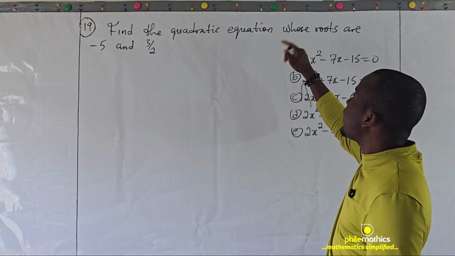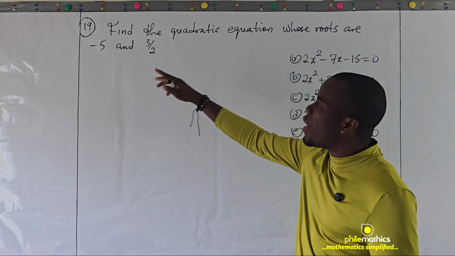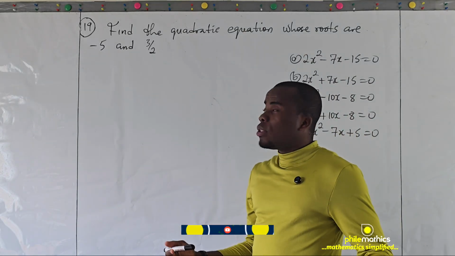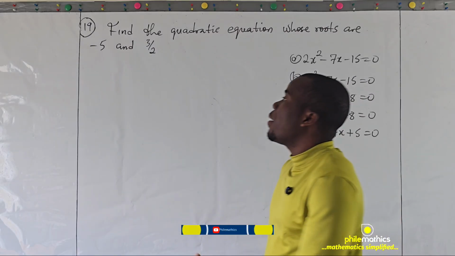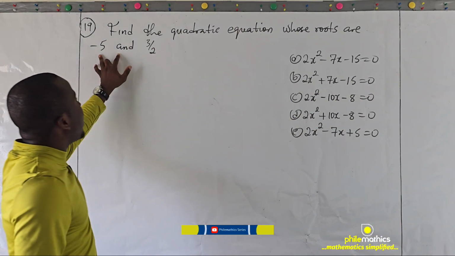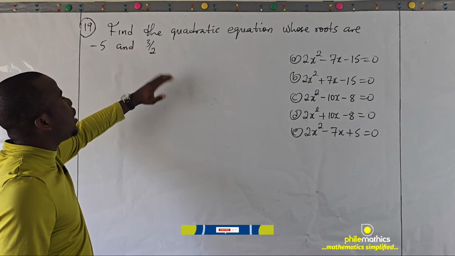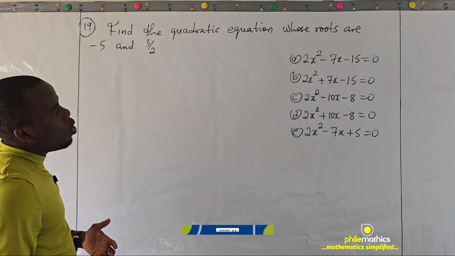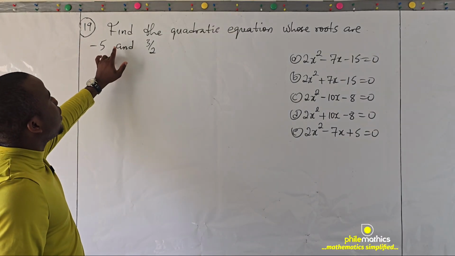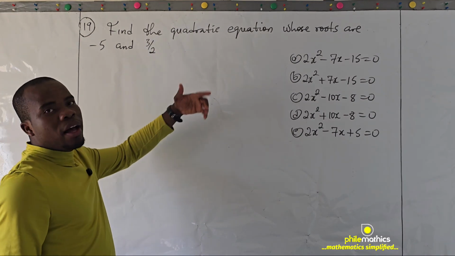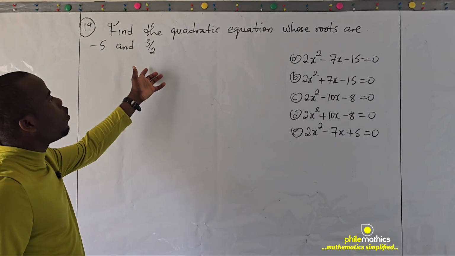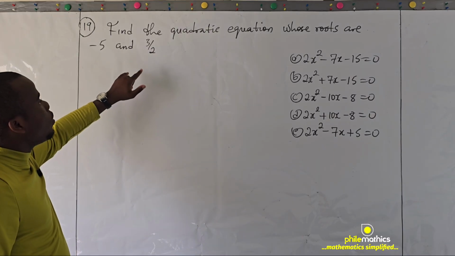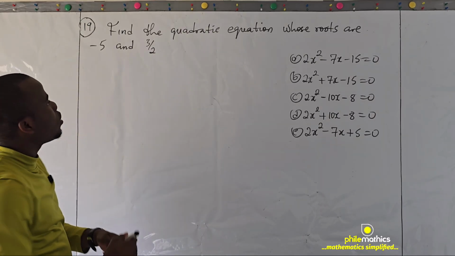Find the quadratic equation whose roots are minus 5 and 3 over 2. There are two ways to approach this. You could either equate x to be this and then find the product of the two factors, or you could assume their roots are alpha and beta and then use the formula to find it. So let's do the two methods.